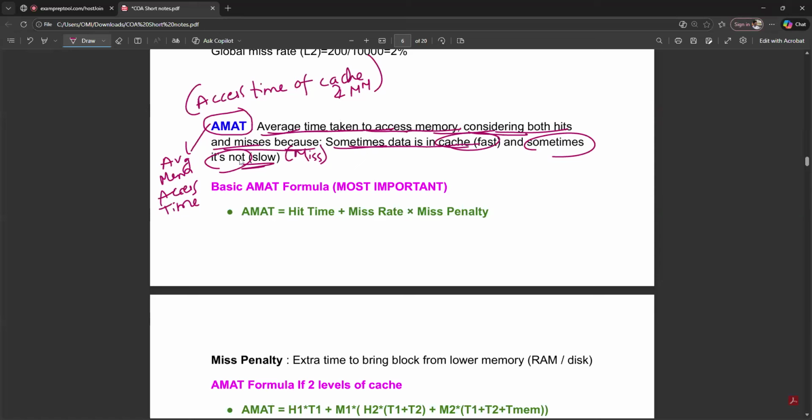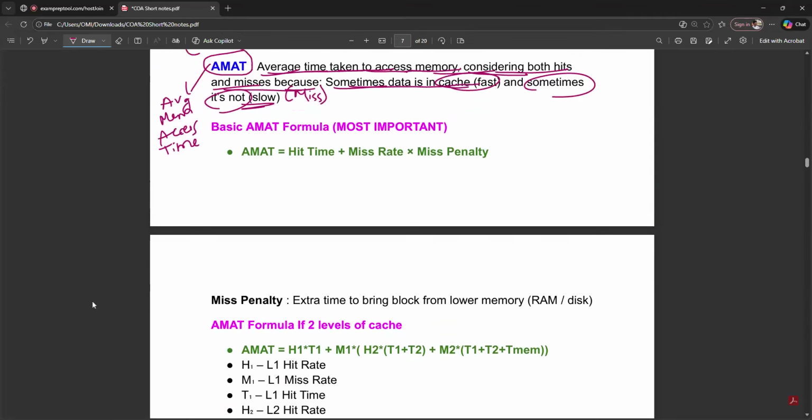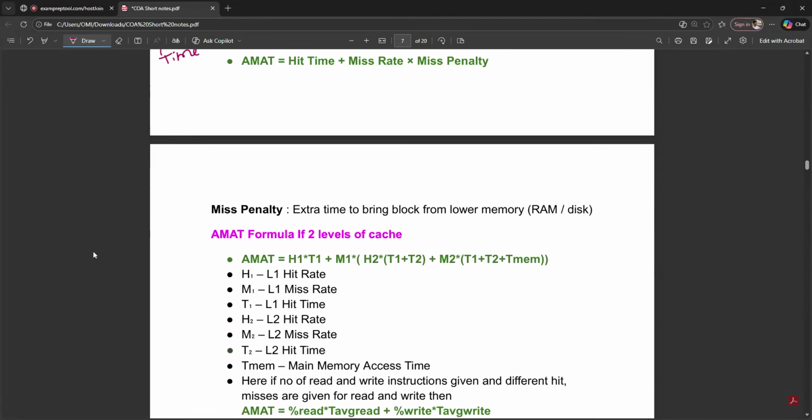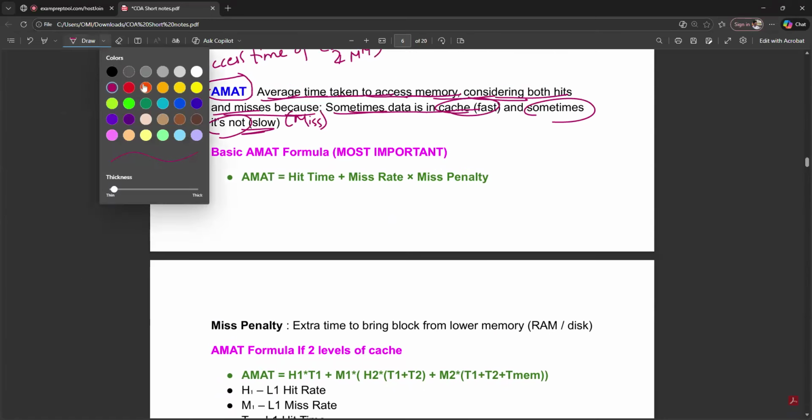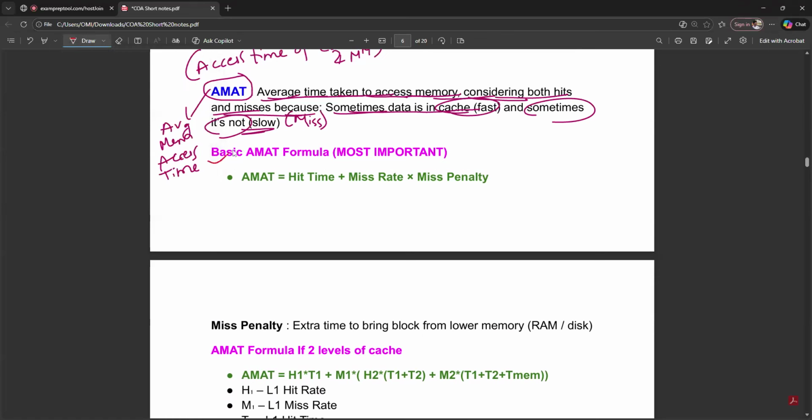So these are the formulas for it. No need to remember anything; I will tell you the basic average memory access time formula. It is most important that if miss penalty is given in the question, what is the miss penalty? It is the extra time to bring the block from lower memory, which means main memory.